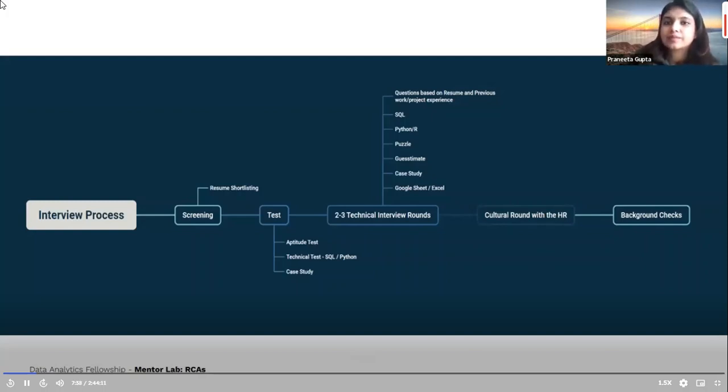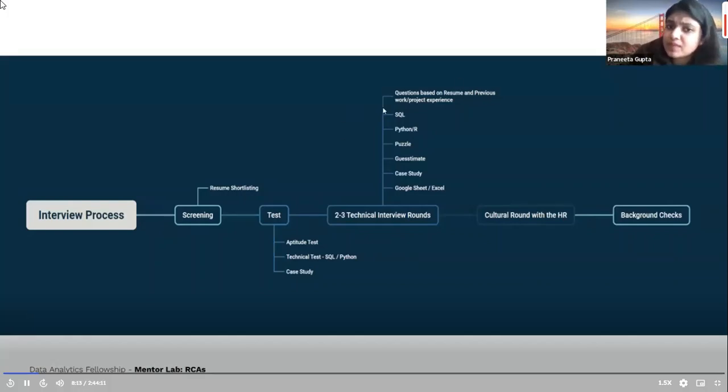It may not be as in depth, but it will be structured in a manner that it tests your technical skills as well as your business acumen and how you approach the problem, how your presentation skills are. Because finally, you will be submitting a report. Hence, the presentation skill becomes very important. Now, depending on the company, there could be 2 to 3 technical rounds. Now, technical rounds, of course, they'll test technical skills, right? Whether it's SQL, Python, Guesstimate, Excel, etc.